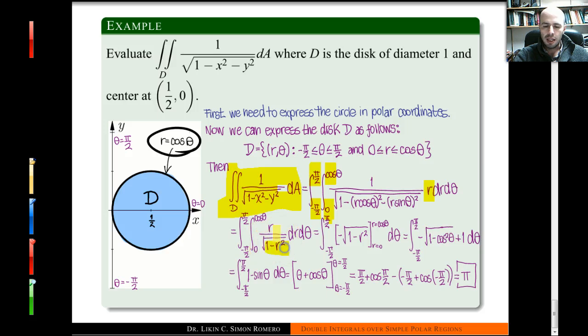Then you can see that this is a u substitution. You can integrate that to give you this. You can do it on your own. And then you can just plug in r equal to cosine of theta and r equal to 0, and that simplified gives you this. And then when you integrate, it gives you theta and cosine of theta. When you plug in theta equal to pi over 2 and theta equal to minus pi over 2, it gives you this. That ends up simplifying to pi.